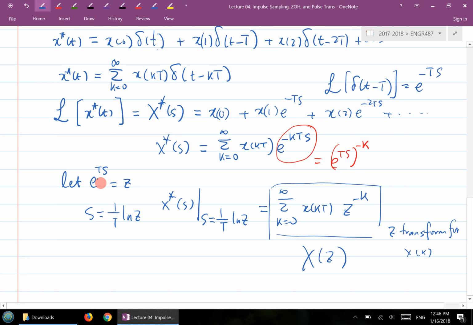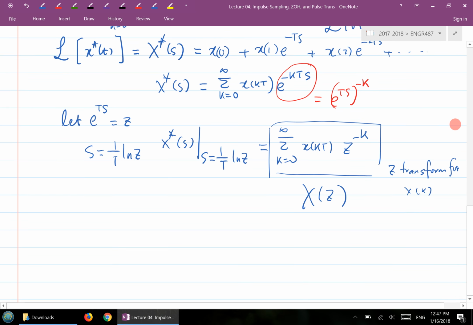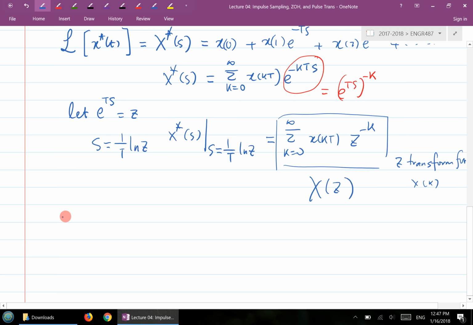So you can take ln of both sides. If you take ln of both sides, then this becomes Ts. Essentially, I rewrite this as s equal to the z term. So this here is a very important result. What it tells you here is you have your X of z, which we all know what it means.